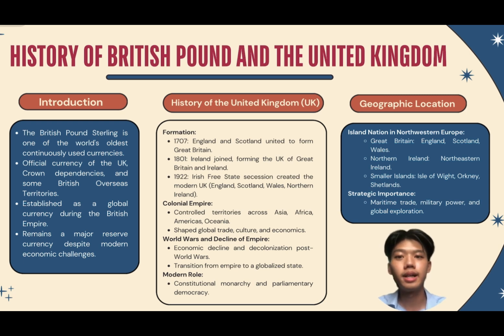Geographic location and strategic significance. Geographically, the UK is an island nation located off the northwestern coast of mainland Europe. It consists of Great Britain, which includes England, Scotland, and Wales, as well as Northern Ireland. It also comprises smaller islands like the Isle of Wight, Orkney, and also Shetland.